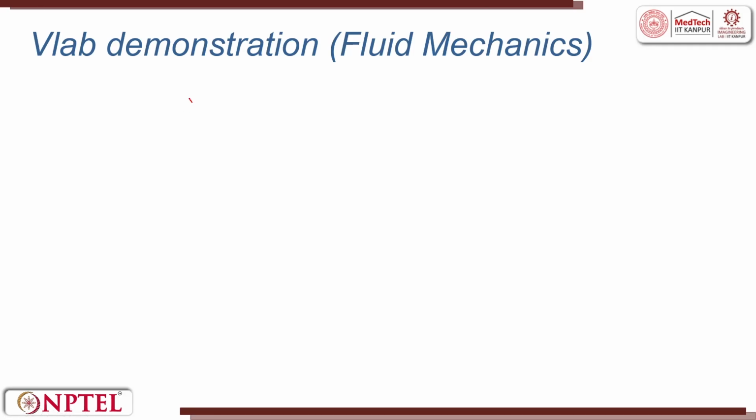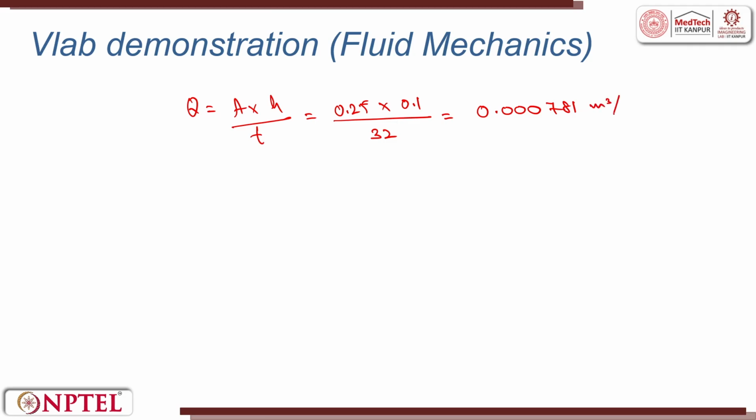we have Q equal to A into H by time, that is area given is 0.25 meters squared into H is 10 centimeter, that is 0.1 meter, by time taken is 32 seconds. When I calculated this, this came out as 0.000781 meter cubed per second. This is for the reciprocating pump. It is single acting.